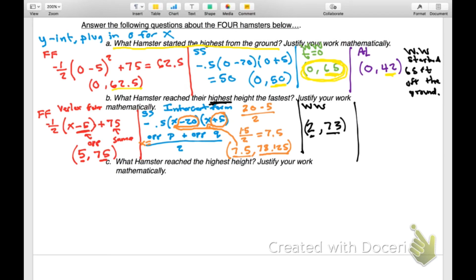Okay, and looking at the last one, we're looking at Al. So again, reading the statement, he started at 42 feet in the air and jumped to a max height of 56 feet from the ground, and it took him 3 seconds to reach that max height. So again, the x-axis stands for seconds. It took Al 3 seconds to reach his max height, and his max height was 56 feet.